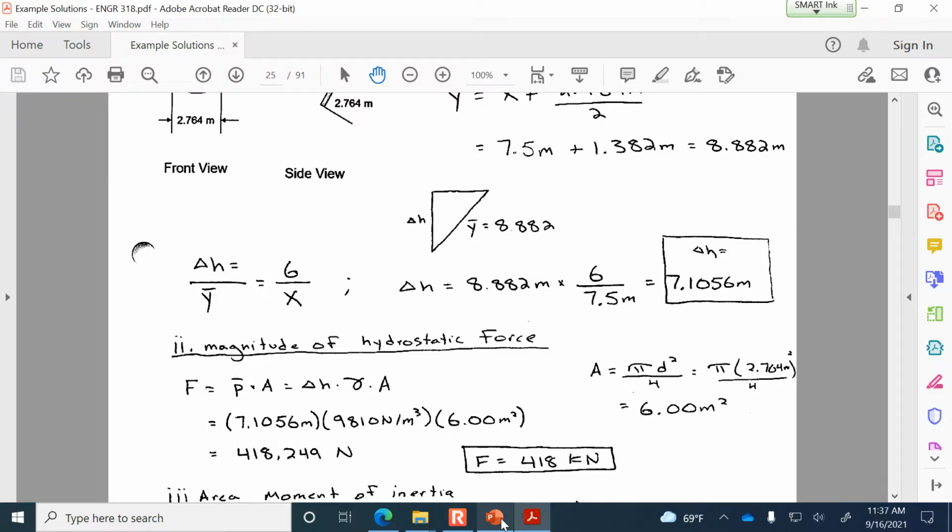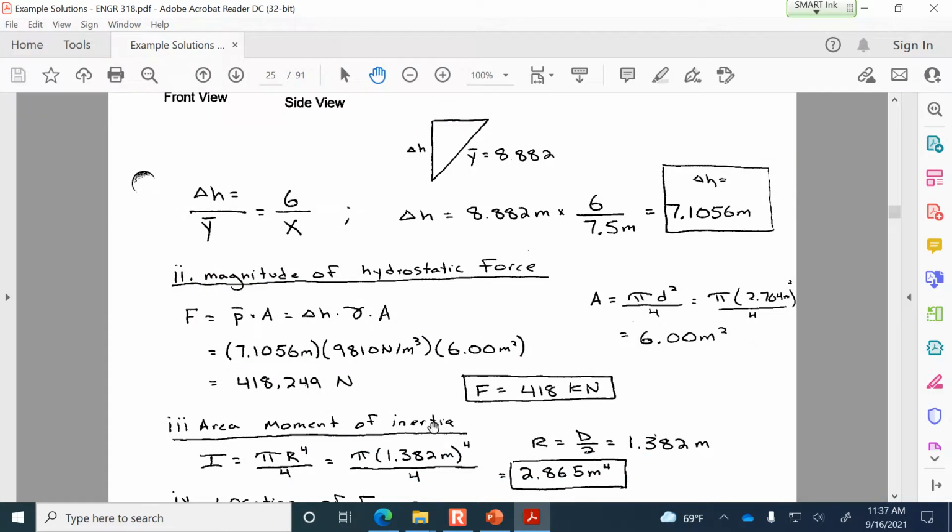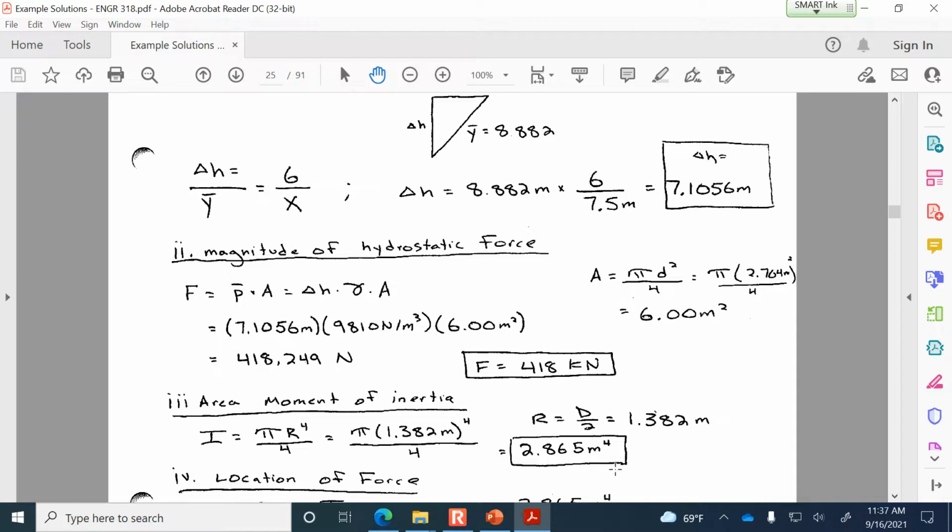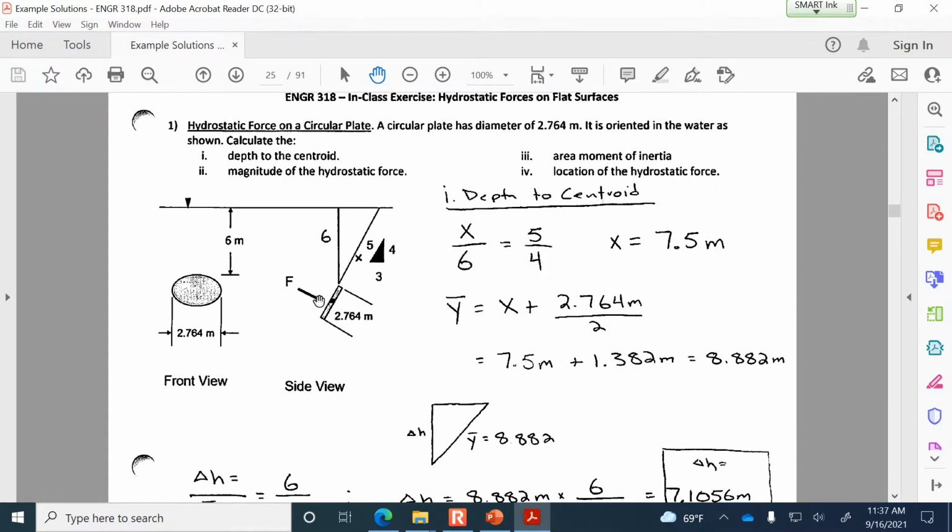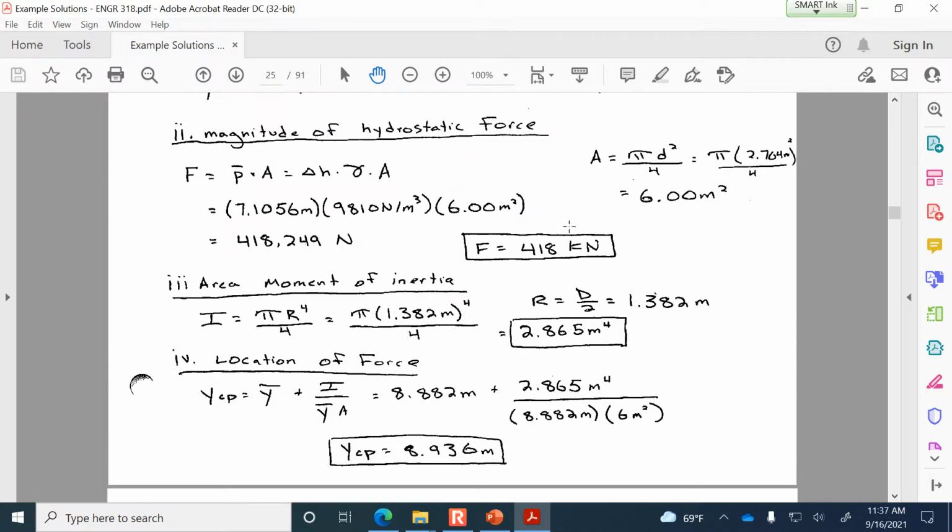Area moment of inertia for a circle is pi r to the 4th divided by 4. Area moment of inertia about a horizontal axis should always have units of length to the 4th power, so it's 2.865 meters to the fourth. And then lastly, if you want to find the location of the force, that's essentially defining where the force is applied relative to some datum. The easiest thing is to ask, what is YCP, the distance from the water surface down to the center of pressure, which is where the force is actually applied? That is y bar plus I divided by y bar A.